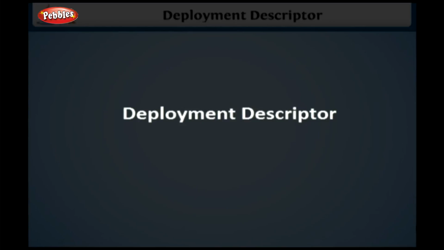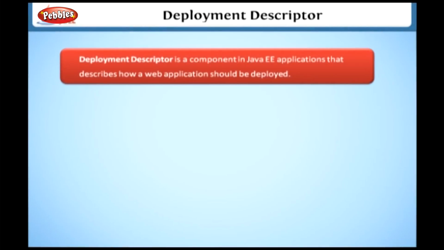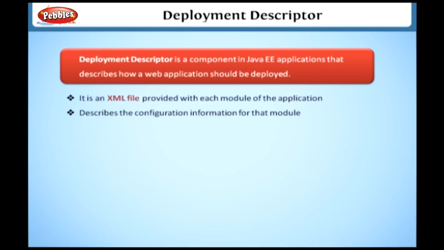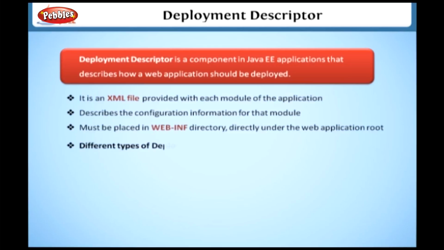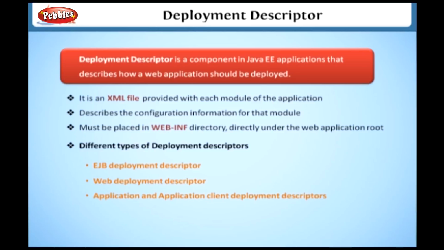Deployment descriptor. Deployment descriptor, DD, is a component in Java EE applications that describes how a web application should be deployed. It's an XML file provided with each module of the application, and describes the configuration information for that module. It must be placed in the WEB-INF subdirectory, directly under the web application root. There are different types of deployment descriptors. They are the EJB deployment descriptor, described in the Enterprise JavaBeans specification, the Web deployment descriptor, described in the Servlet specification, and the Application and Application Client deployment descriptors, described in the Java EE specification.